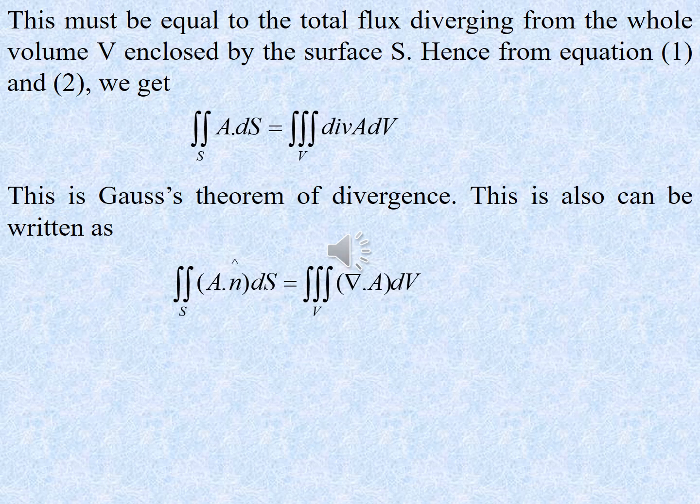By using the above two equations, the volume integral and surface integral, these two must be equal. That means this must be equal to the total flux diverging from the whole volume V enclosed by the surface, that is double integral S A dot ds is equal to triple integral V div A dv. This represents the Gauss divergence theorem. This can also be written as double integral S A dot n cap ds is equal to triple integral V del dot A dv.